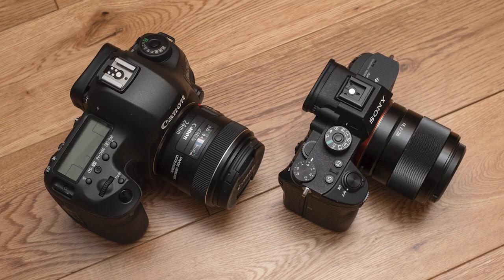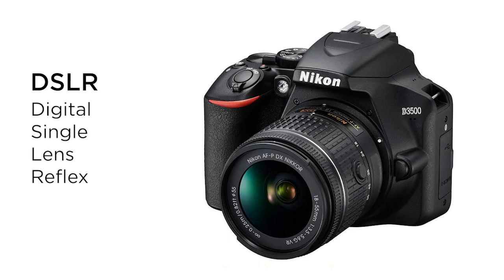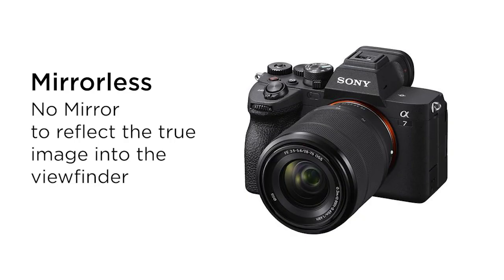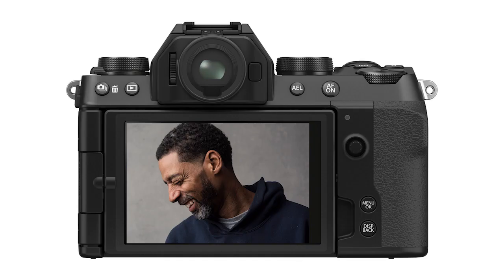I'll be speaking about two different types of cameras here, the DSLR and the mirrorless camera. The DSLR, which is a digital single lens reflex camera, uses a mirror placed behind the lens to show you the true image you'll see in the photo. A mirrorless camera is a type of camera that works without a reflex mirror. Light passes through the lens directly to the digital sensor, which then displays your image on the camera's LCD screen, allowing you to adjust settings and preview your image before it's shot.